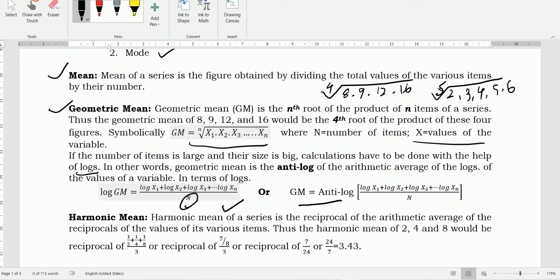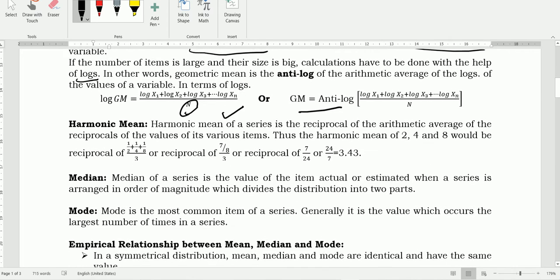Actually, we should not conduct any calculation about the geometric mean, but you must know that the geometric mean is used to find out the human development index. The geometric mean is used to find out the HDI, the human development index. I also have conducted one class about the calculation of HDI earlier.